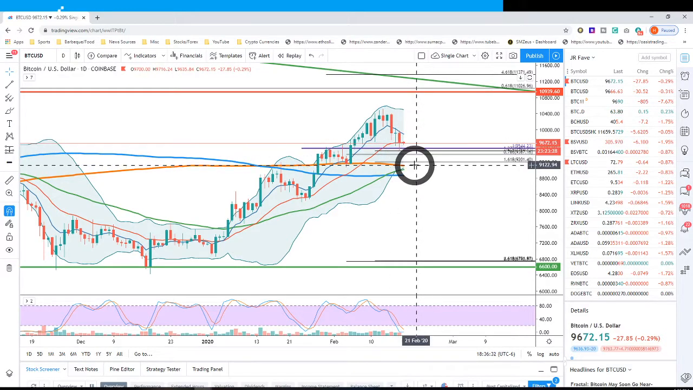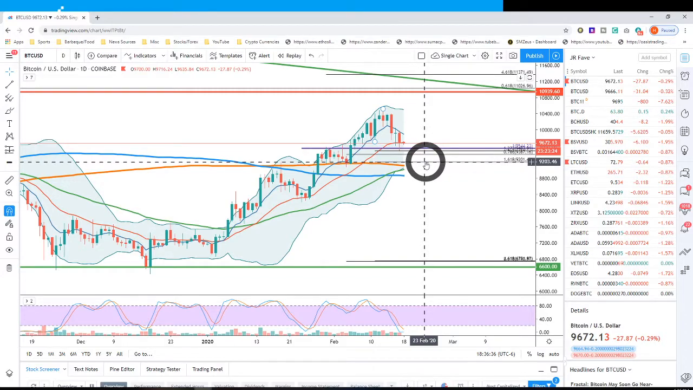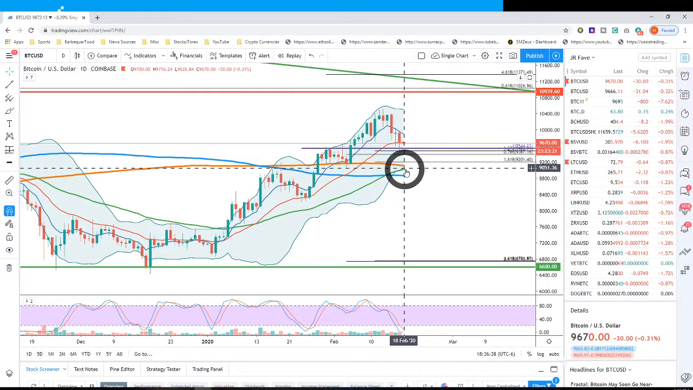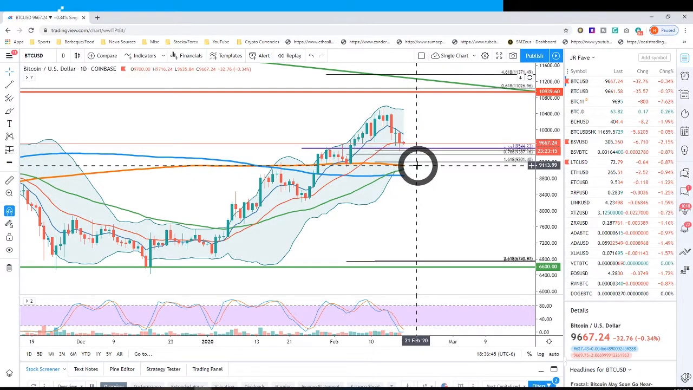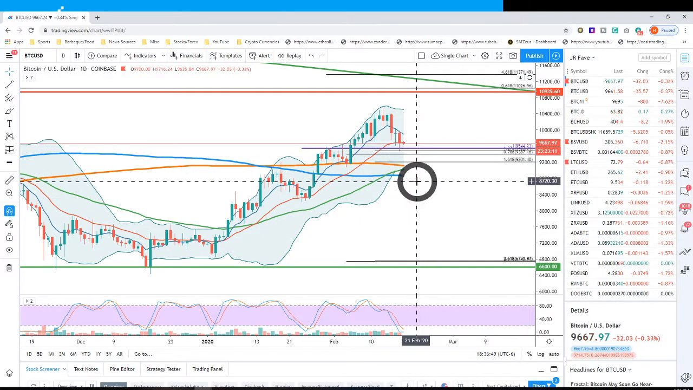If not, we're looking for a deeper retracement all the way back here, around, I would even call it probably 9,000. We're going to go back and test maybe the 50 EMA, 233 and 200, somewhere in that area. So we could get a bigger retrace if this area breaks down.